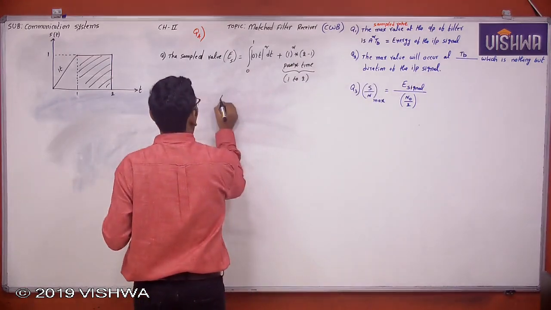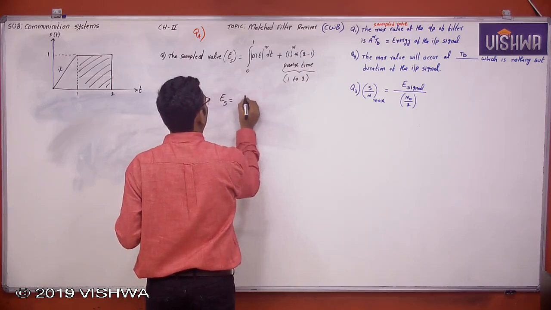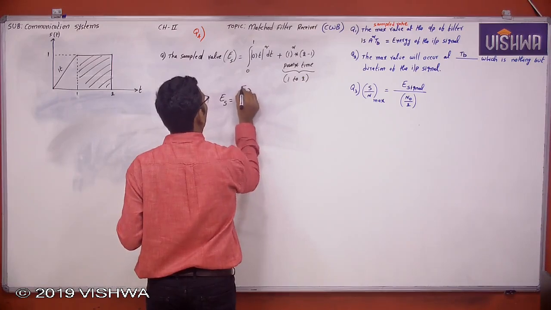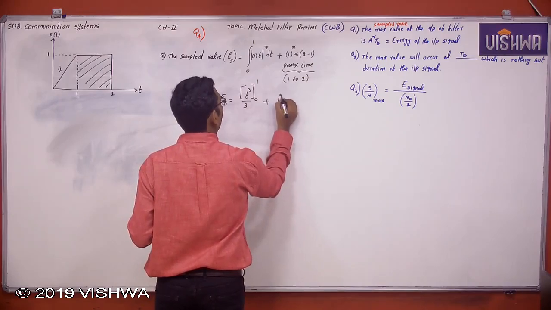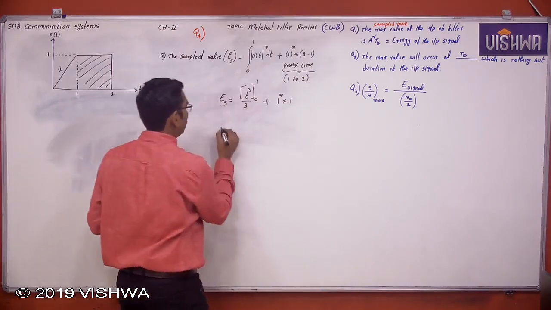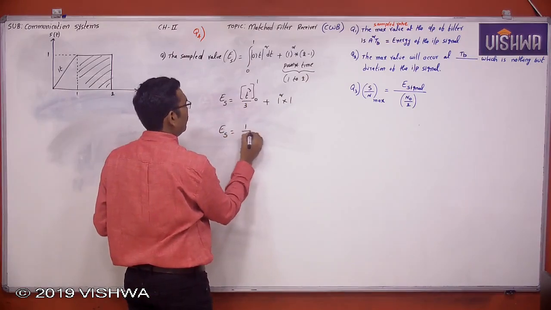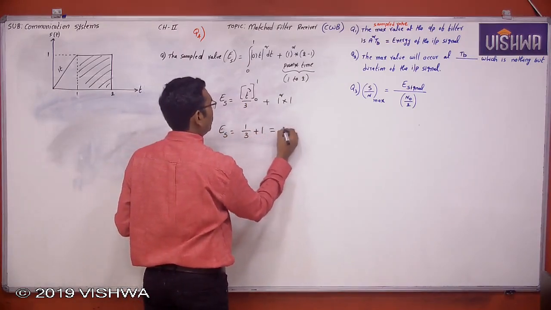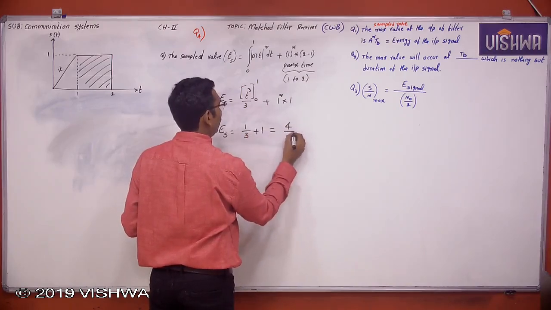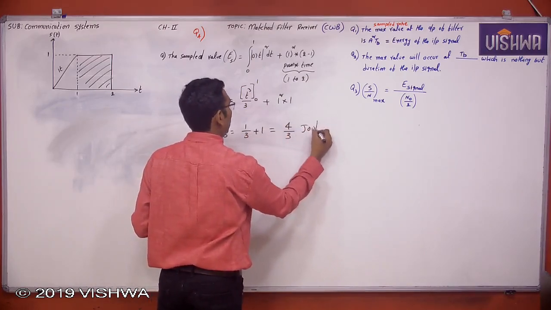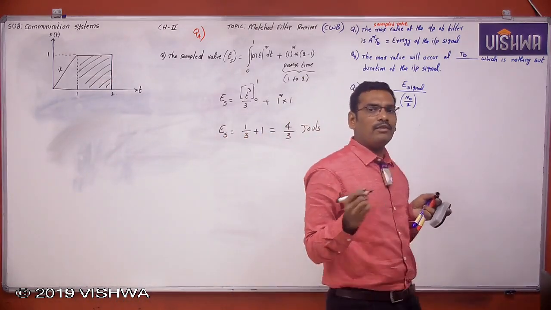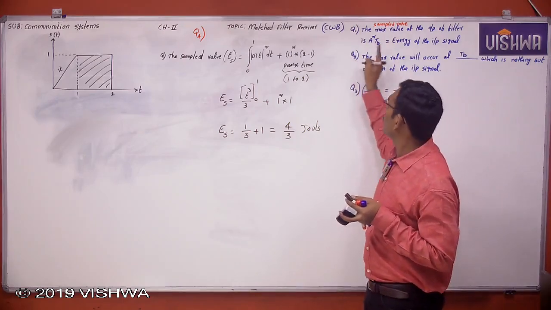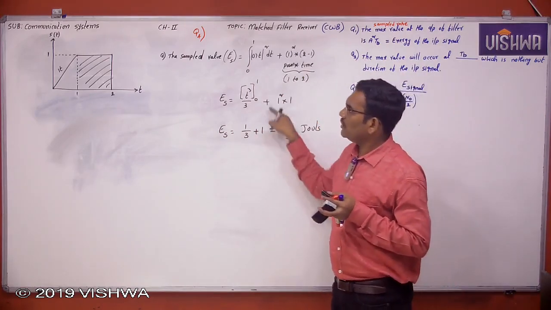So the sample value is the integration of t square, which is t cube by 3 over the duration 0 to 1, plus 1 square into 1. Which is 1 by 3 plus 1, equal to 4 by 3. Now this is the energy of the input signal. This is the maximum value at the output of the filter, or the sample value at the output of the filter.